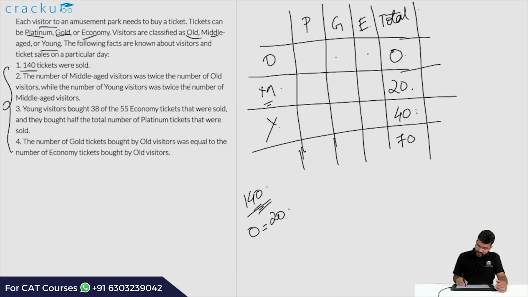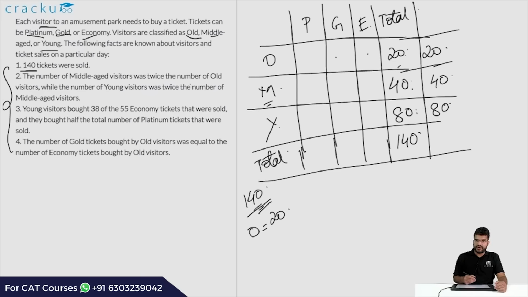So the number of old visitors is 20. The number of middle-aged visitors is 40 and the number of young visitors is 80. Remember that this is O, not 0. So this is 4O and 2O and O. Or to remove confusion, we can actually substitute these. So this is 20, this is 40 and this is 80. And the total will be 20 plus 40 plus 80, which is 140. This is the total number of visitors.